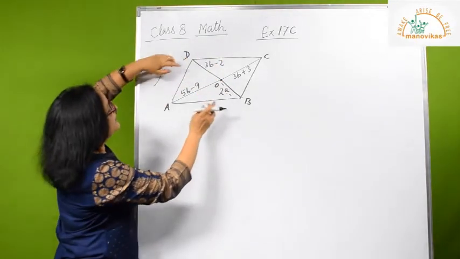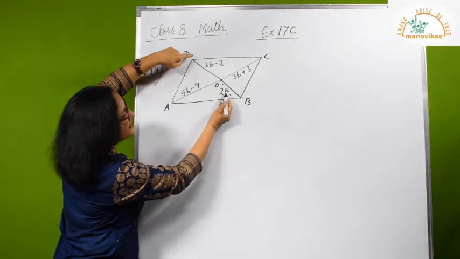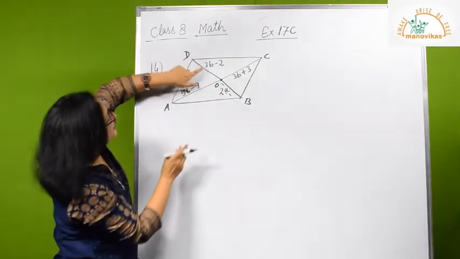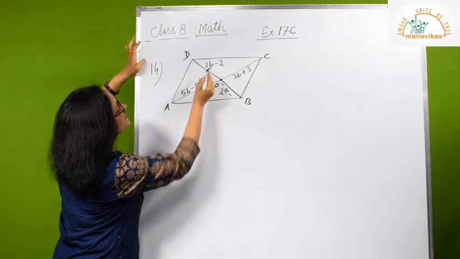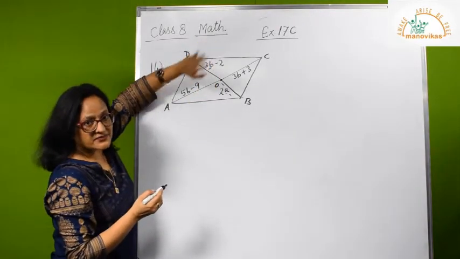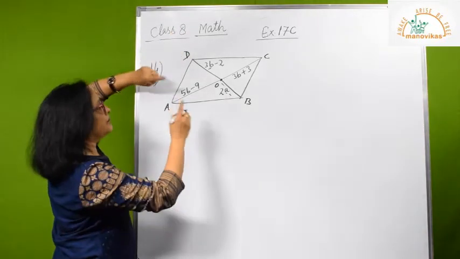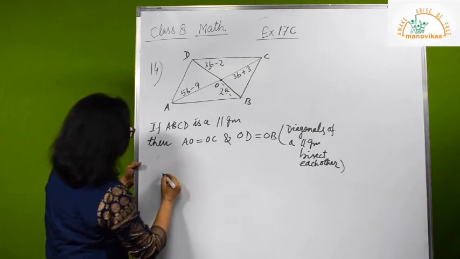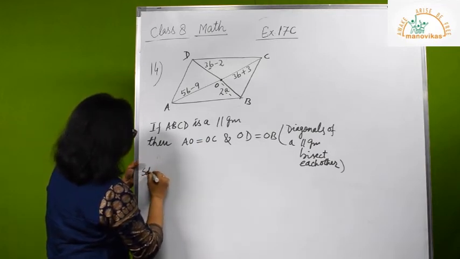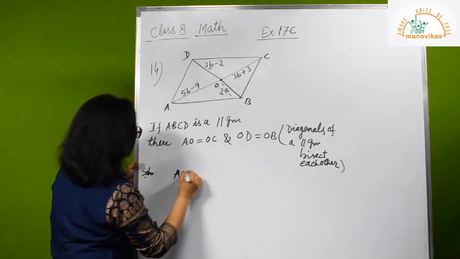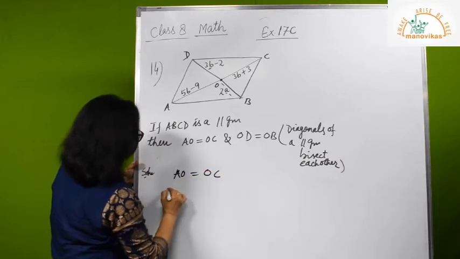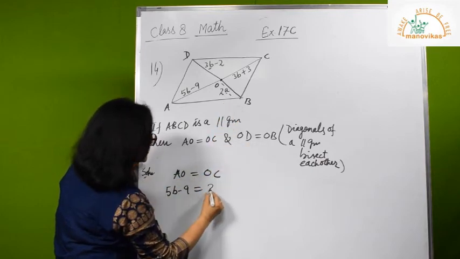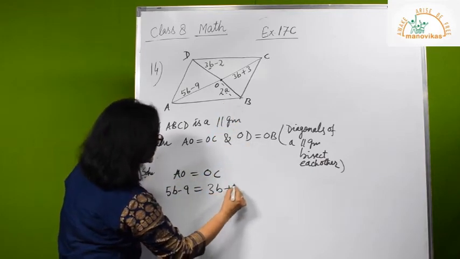Alright. But here you have to find A. If we take OD is equal to OB, you can see in OD you have a variable B. Its value is not given to you, but you can find the single variable B. So let's take AO is equal to OC. AO means 5B minus 9 and OC means 3B plus 3.